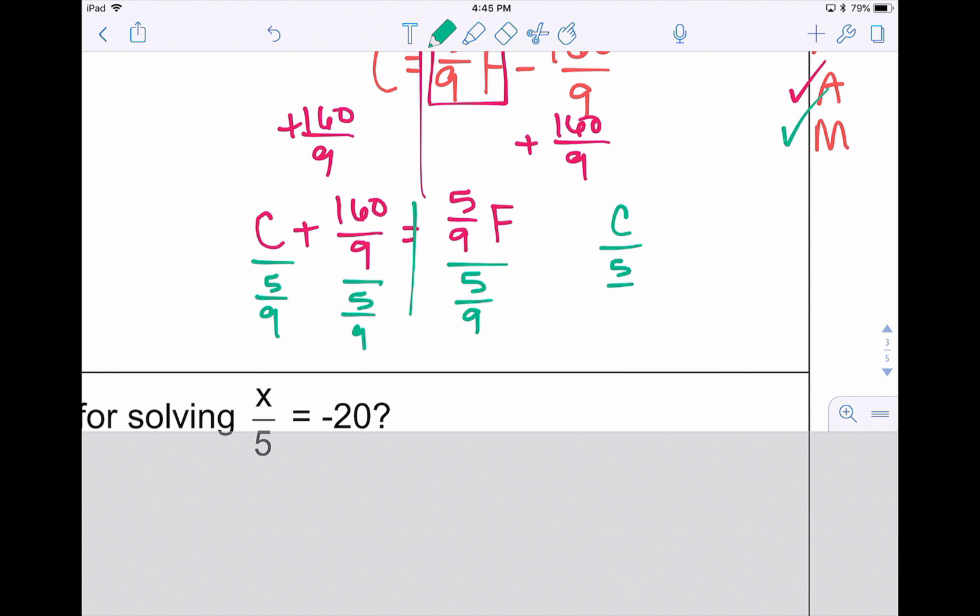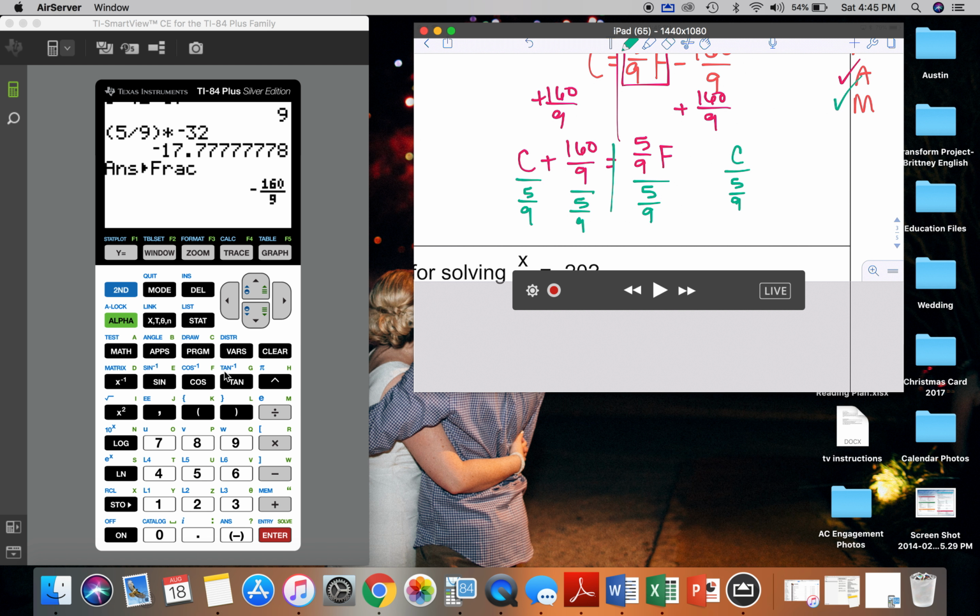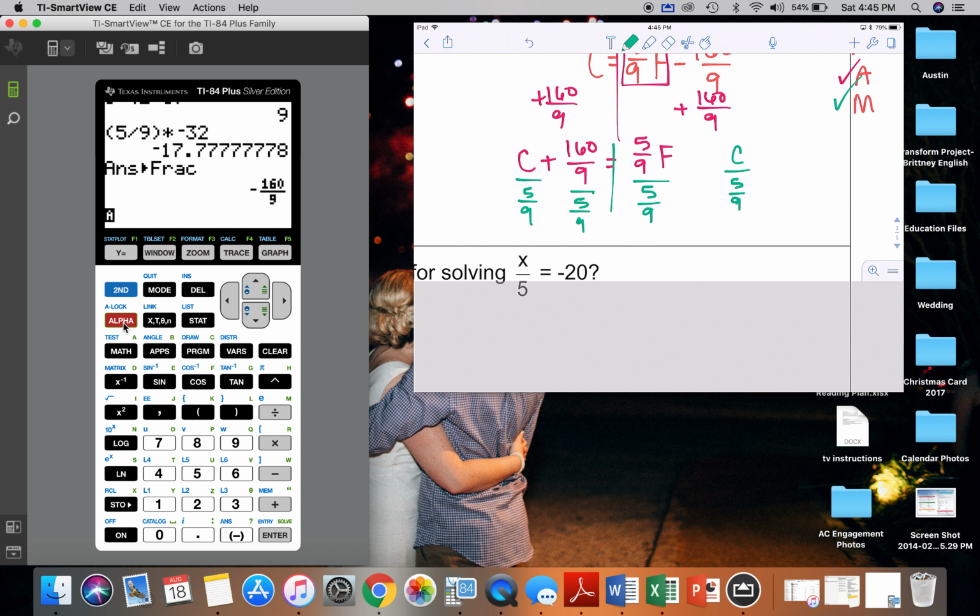So by 5/9. Remember I can get a fraction. So 160 over 9 divided by 5/9 is 32. And the 5/9 canceled and I have F.